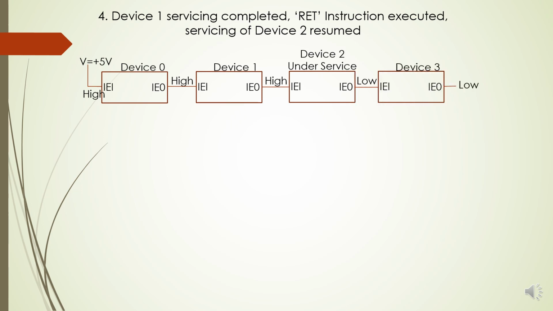In the fourth step, we can understand that since device 1 was highest priority, this request is being serviced, and now the one which is in the queue is device 2. So now this will be under service. After it's been serviced, the signals will automatically become high, and for the one which is under service, we can notice that IEI is high and IEO is low.